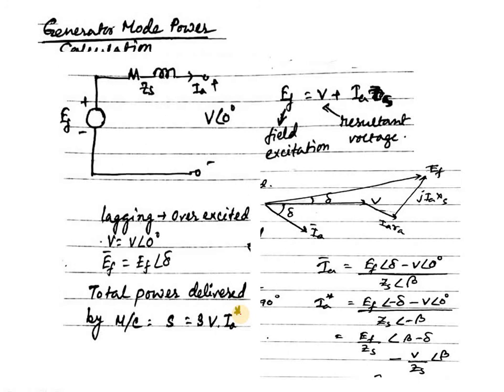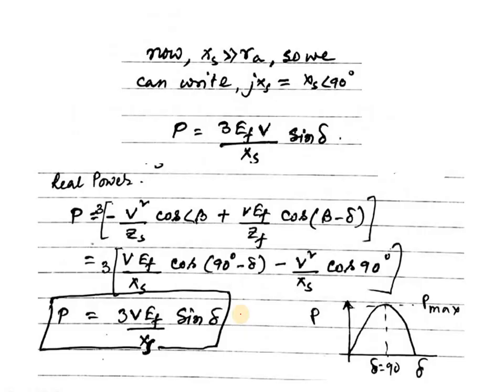So this is the phasor diagram we have already drawn in previous lectures. And so Ia will be EF angle theta minus V divided by ZS angle theta. So definitely the conjugate will be Ia conjugate, that is EF angle minus delta minus V angle 0 divided by ZS angle minus beta. So ultimately EF by ZS angle theta minus delta minus V by ZS angle theta. This is the equation of Ia conjugate.